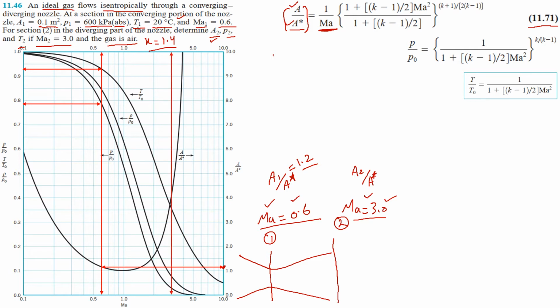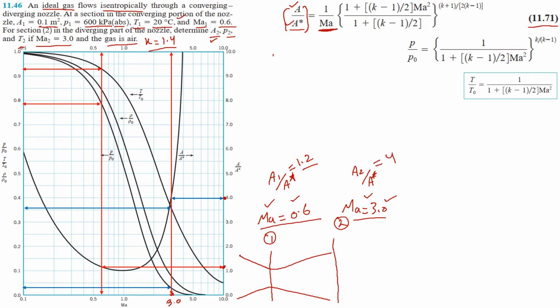Next we are going to mark our Mach 3.0 on this graph, that is this point. This is Mach 3.0, and correspondingly our area A2 over A star is required. This is for our pressure, we need the value of our area, and that will come out to be this, that is this area A2 over A star will come out to be approximately, let's say, 4.